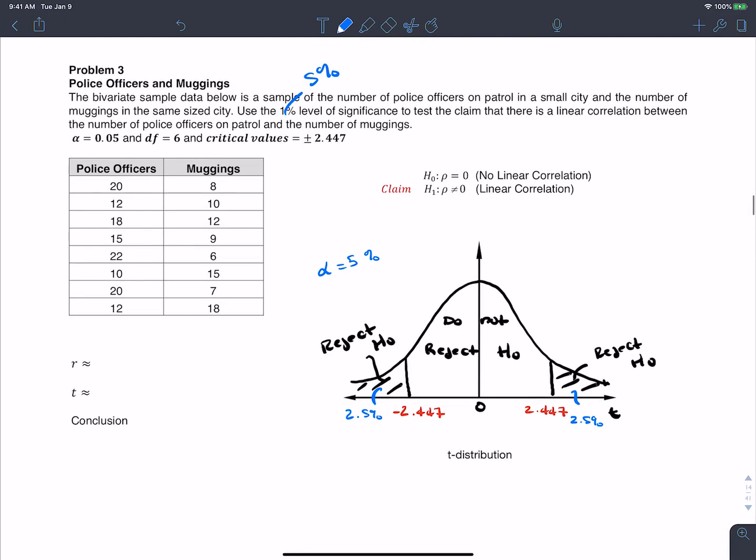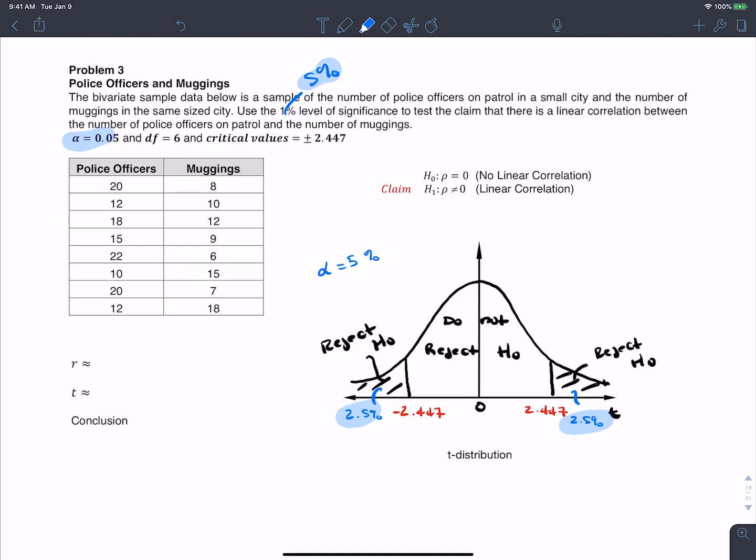Because remember, we looked at the scatter plot. And it looks like there could be a linear correlation. It's negative. We use the 5% level of significance, right? So we're using this as 5% because I set it up that way, and it says that right here anyway in our instructions.